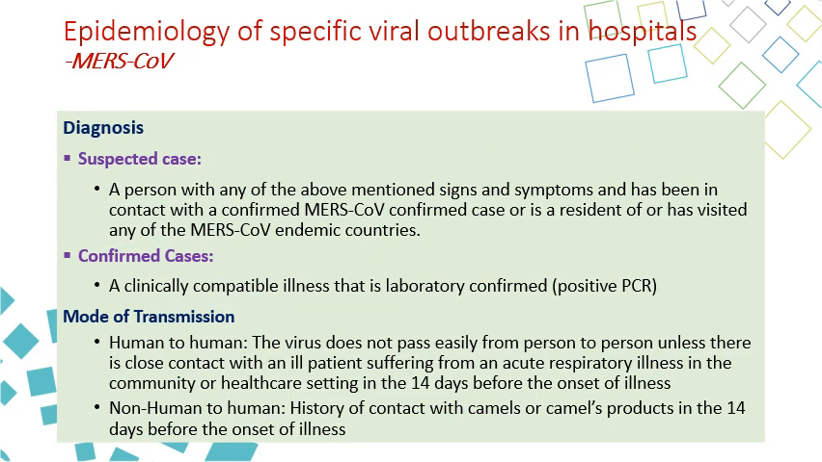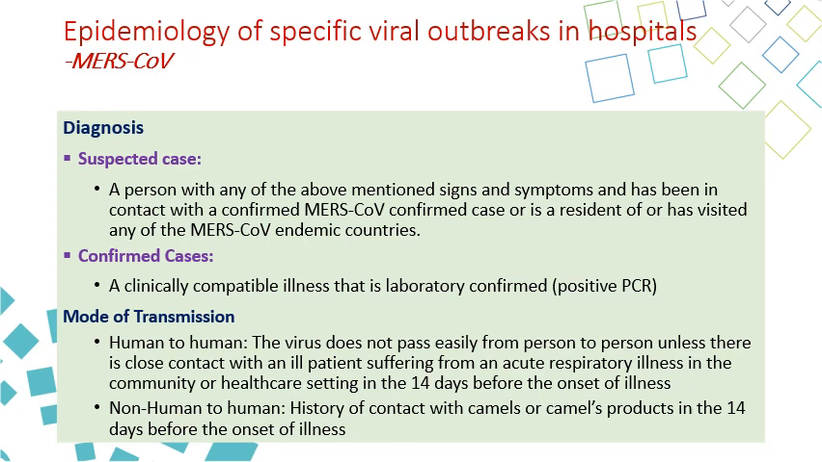So for the diagnosis of suspected and confirmed cases, for suspected, the patient should have one of the four criteria described in the previous slide, and in addition, a history of contact with a confirmed case within the last 2 weeks. Confirmed case means it's PCR positive, lab confirmed.